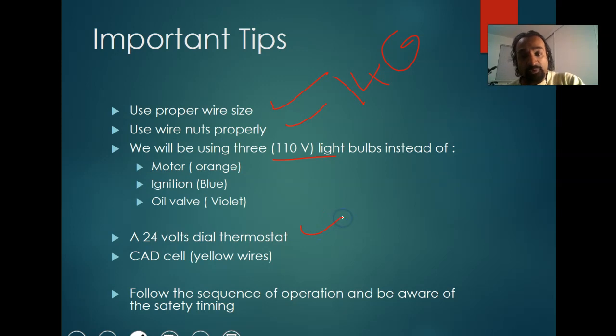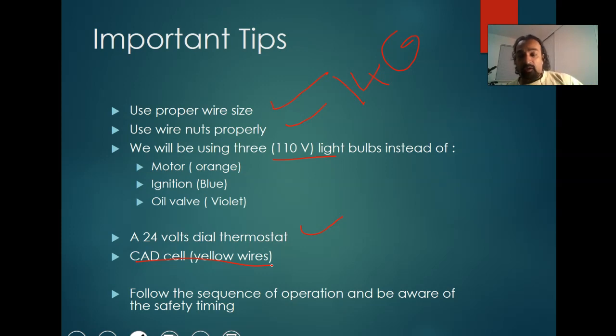24 volts going to a dial thermostat. So we will wire one thermostat, and we have our CAD cell, which has the yellow wires coming out of the control. So make sure you have all these handy with you. And for the boards, I have replaced the connections. Instead of having a screw connection, there are clips to make things a little bit easier, so you can focus mainly on where the wire goes instead of putting screws into wires.